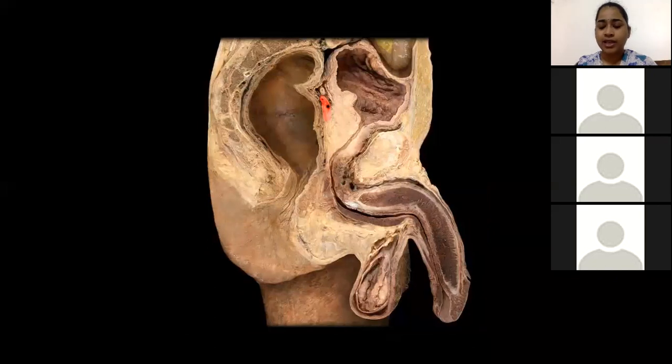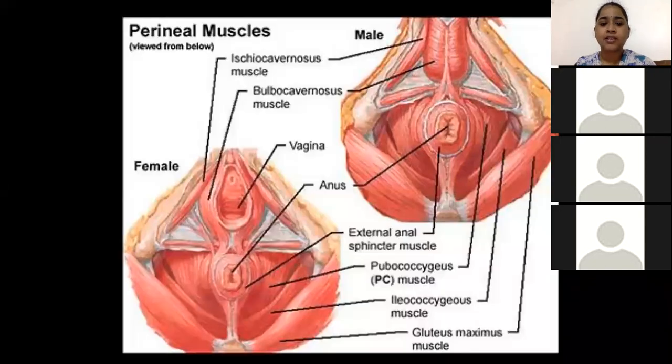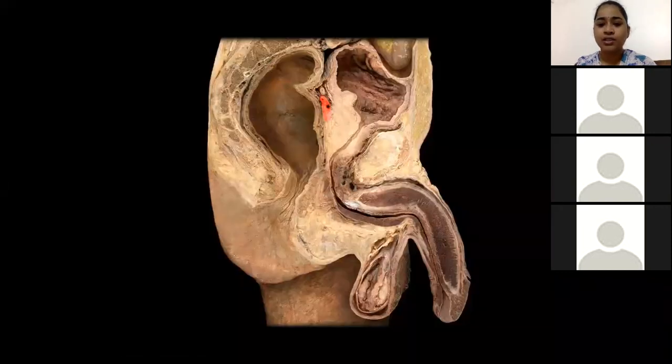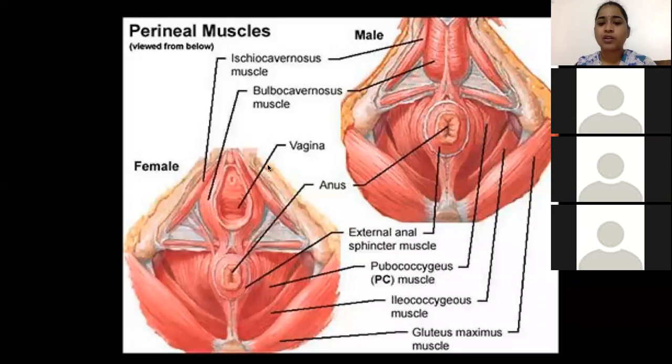Now see here, now we know how to differentiate between male and female pelvis. So here we will see some supports of the uterus. This area, we are looking from the bottom. This is called the perineum. From the perineum we are seeing the main support for the uterus, this muscular support which is supporting the uterus from the bottom. This is called the pelvic diaphragm.